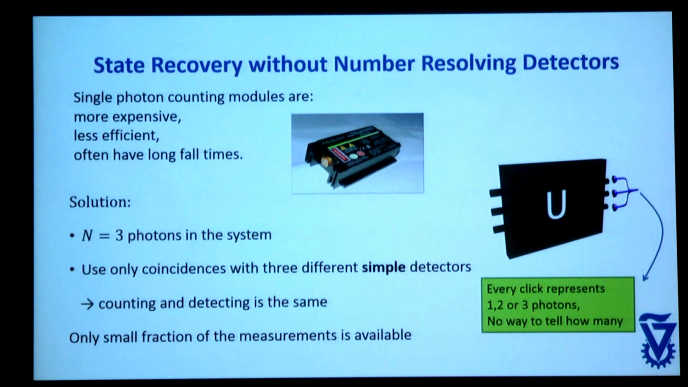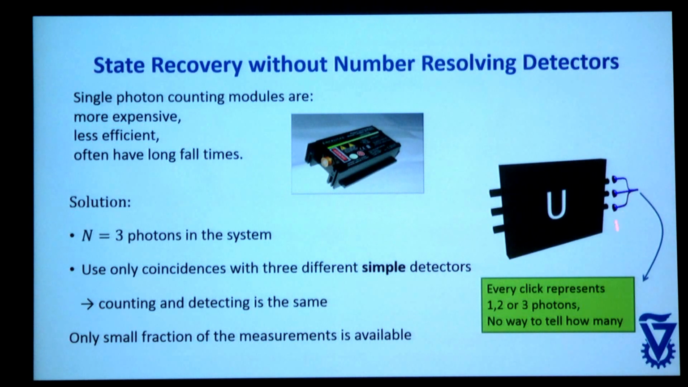So with this tool at hand, we try to solve another problem. When you measure a state of several photons, you would want to count the number of photons. You need it in order to characterize the state. But the problem is that single photon counting modules are more expensive, not as efficient, and they often have very long fall times, which really limits your rate of detection. On the other hand, when you have ordinary detectors, which are more available, then every click represents more than 0 photons. But it can be 1 or 2 or 3 or even more. You can't tell the difference.